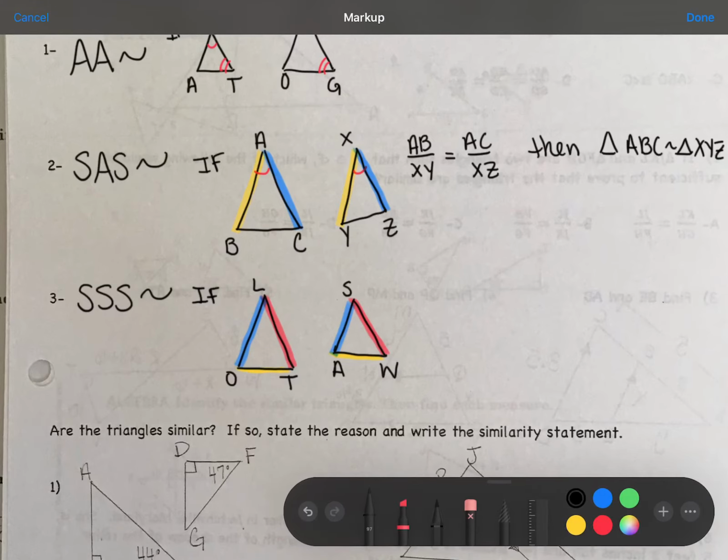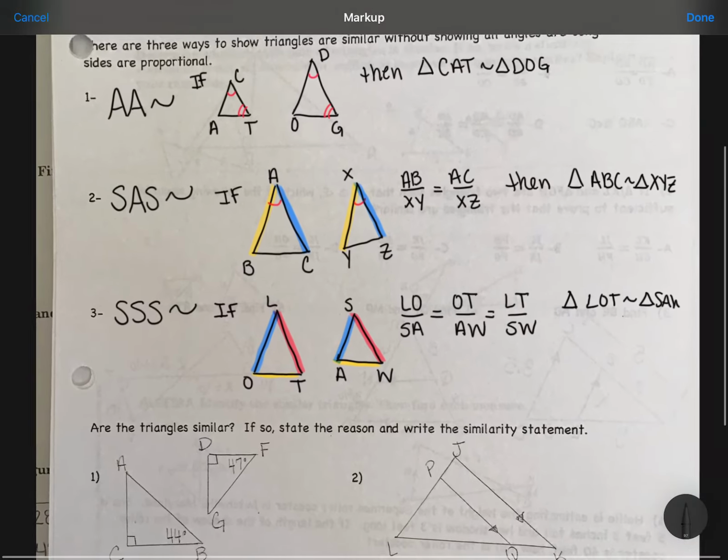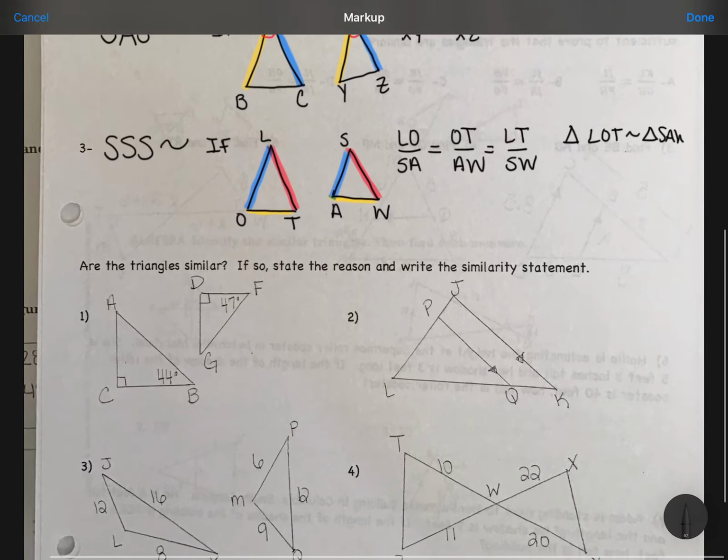And so what we would have is LO corresponds to SA, and that would need to equal OT over AW, and that would have to equal LT over SW. And if you got a true statement where all the sides were proportional, then you could say that your triangles are similar. So triangle LOT would be similar to triangle SAW. All right, so the next thing we're going to look at are some examples where I give you two triangles and we have to determine if those triangles are similar, and if they are, is it because of angle-angle, side-angle-side, or side-side-side. And then we'd write a similarity statement based on the fact that they are similar.